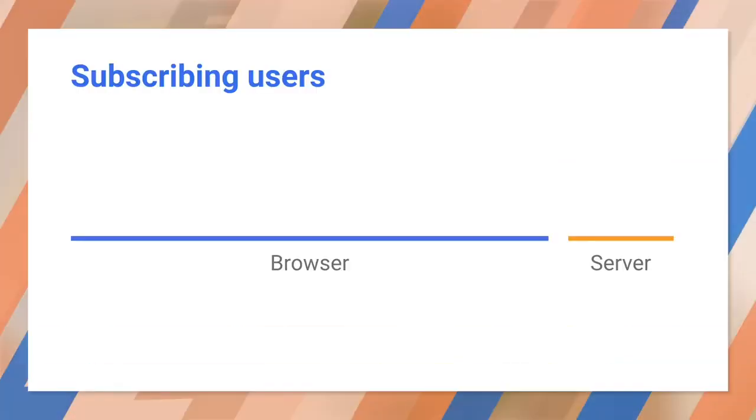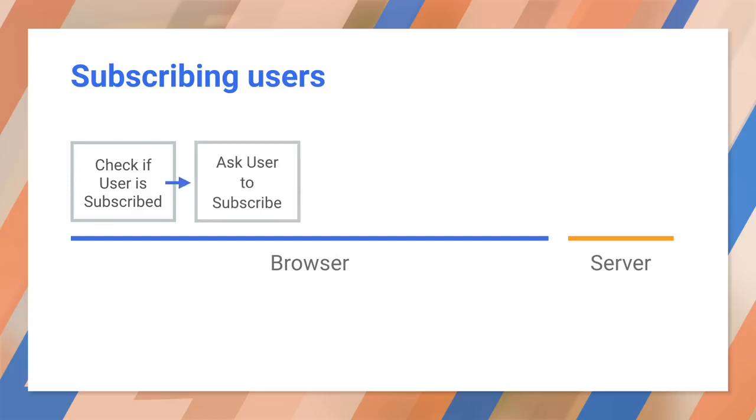First, we check if the user is already subscribed and update the page UI accordingly. If the user isn't already subscribed, prompt them to subscribe. Now, if they are already subscribed, you should still update the server with the latest subscription, since that may have been changed by the push service.